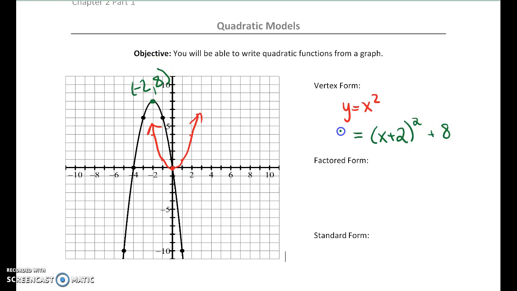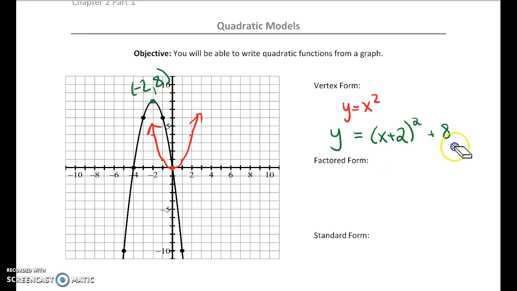So our transformed parabola will look like this. And this is what vertex form looks like. It may look familiar to you, or hopefully does, but essentially you are writing the equation in terms of the vertex. So now we would know our vertex is -2, 8.